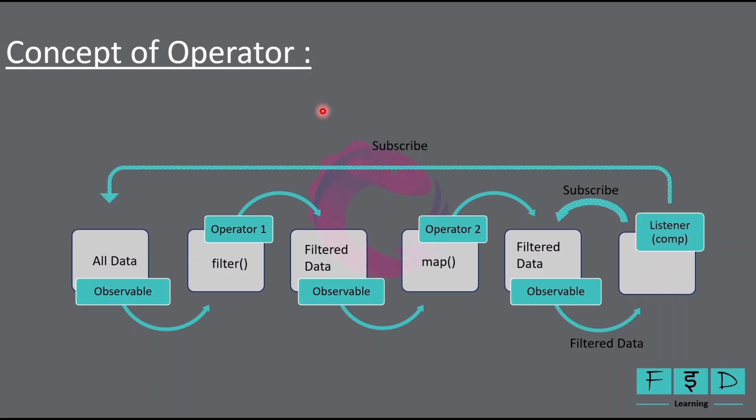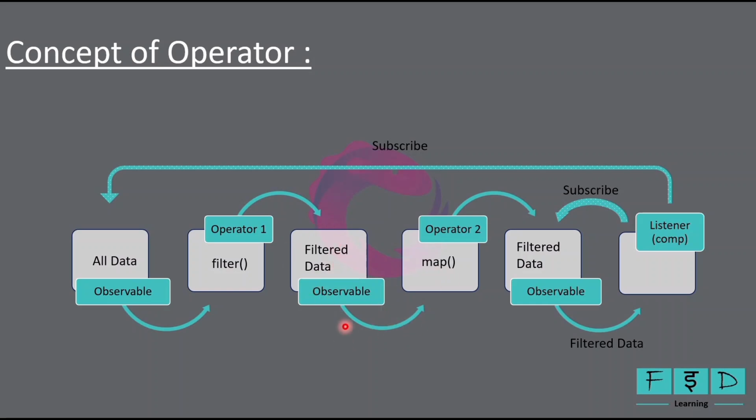In that case, RxJS operators come into the picture. If you want to filter the data in the database, then we can use the RxJS filter operator. In the filter operator, we have to add a condition, like I want data which is greater than 40. Based on that condition, it will filter the data and generate filtered data in the form of an observable. If anyone wants to do any other operation on this filtered data, then they can do that.